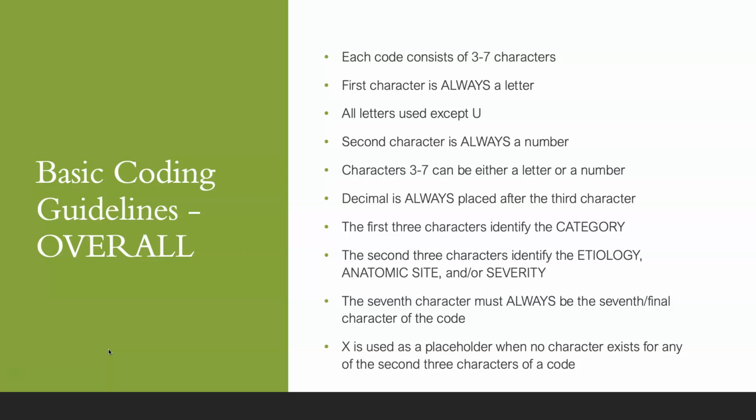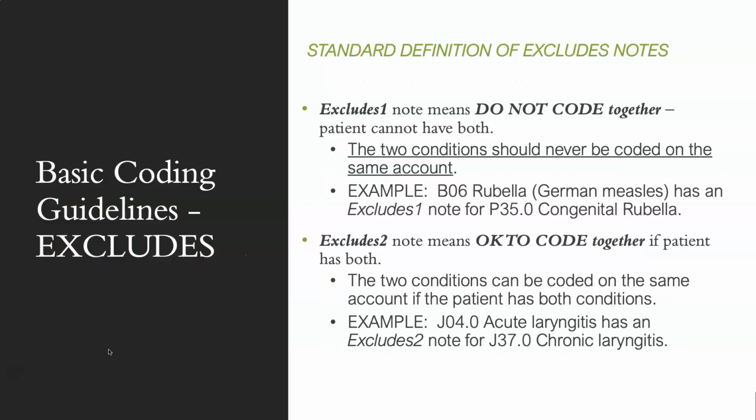Okay, so the first 3 characters identify the category, then the next 3 look at the etiology, anatomic site, or severity, and then the 7th character always has to be the 7th and final character of the code. So let's say you come up with five characters and you need that 7th digit. The 6th place becomes a placeholder of X, and that's when you use it. So X is used as a placeholder when no character exists for any of the second 3 characters of a code, so you can get to 7. Okay, so hopefully that makes sense. Let's move to the next one.